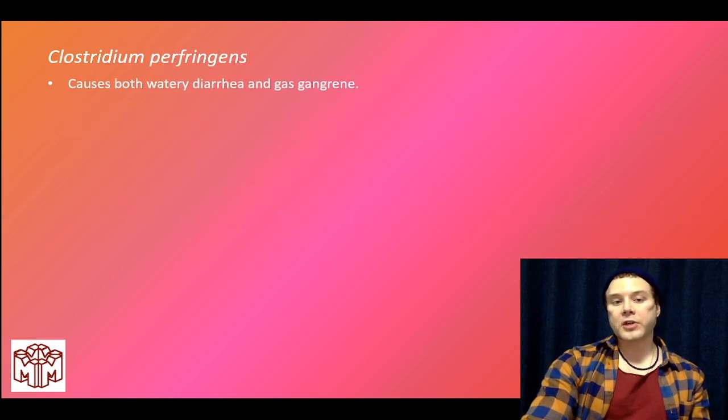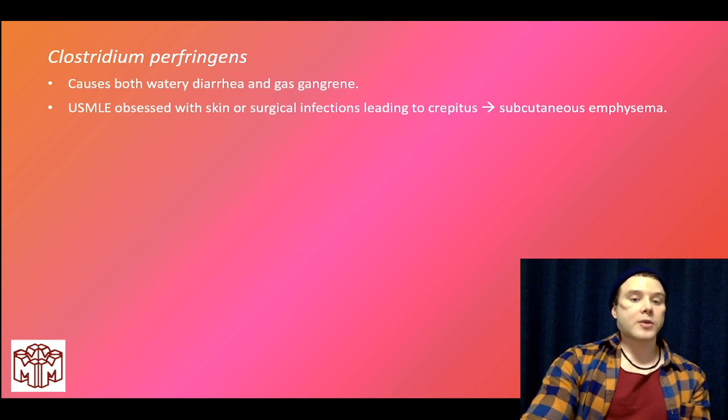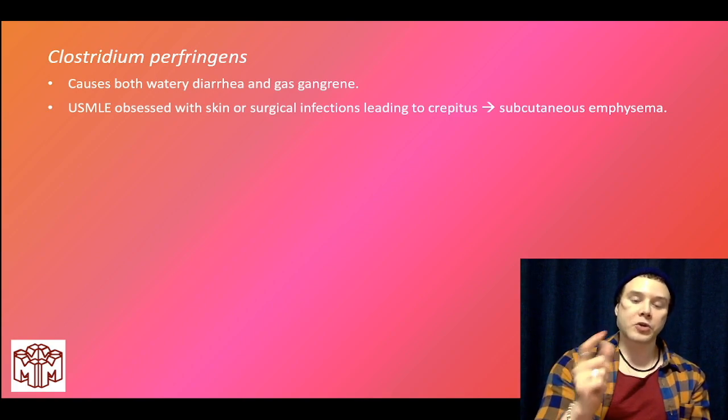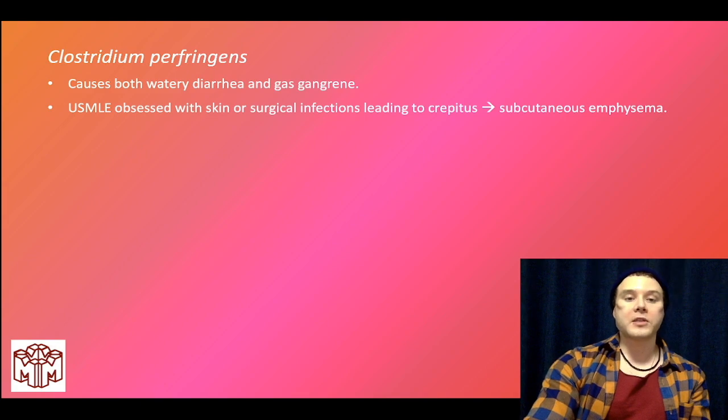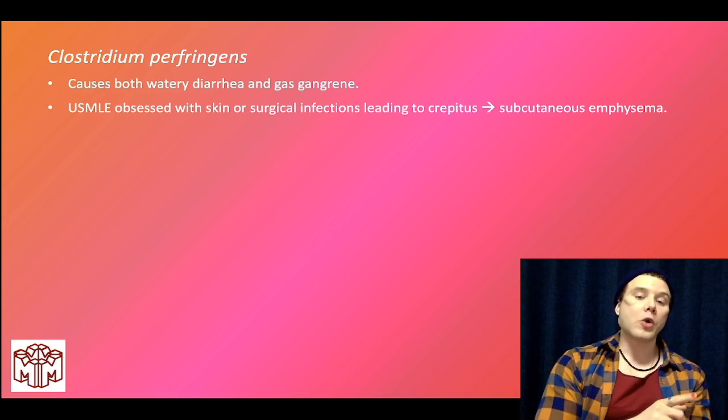Now, C. perfringens, okay, it causes both a watery diarrhea as well as gas gangrene. And the USMLE is obsessed with the CO2 gas produced via necrosis, okay? So you can get subcutaneous emphysema, crunching, crackling of the skin. It means air is under the skin, CO2 gas, as I just said. That's going to be C. perfringens. They can even say emphysematous cholecystitis, okay?